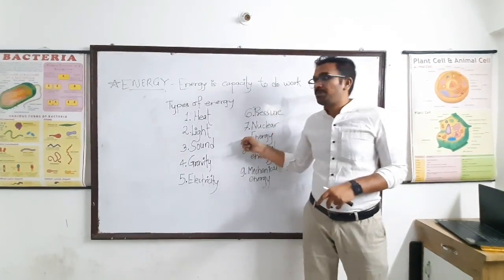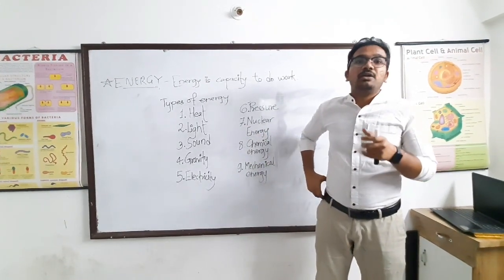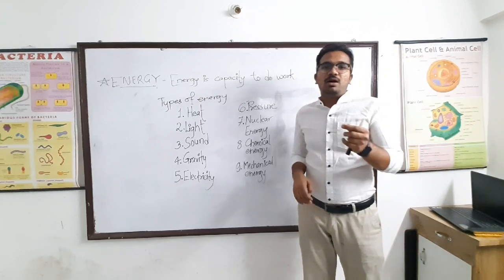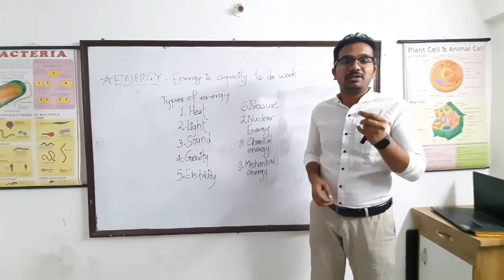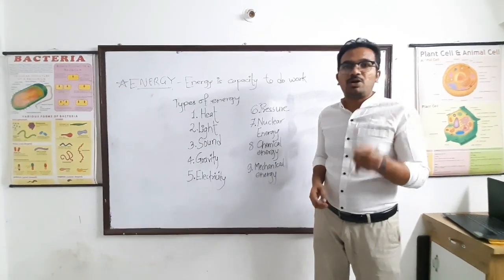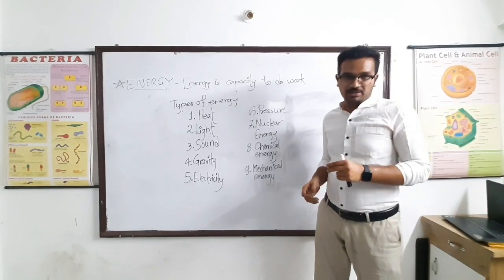So the seventh type is the nuclear energy, and it is very powerful. Like if we run with the nuclear energy, 1 gram of matter of nuclear energy can, you can drive your two-wheeler for like 100 years.